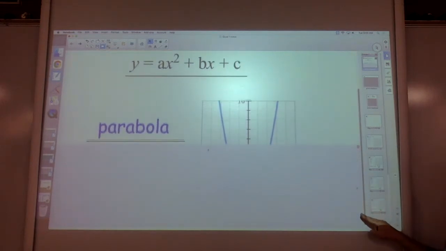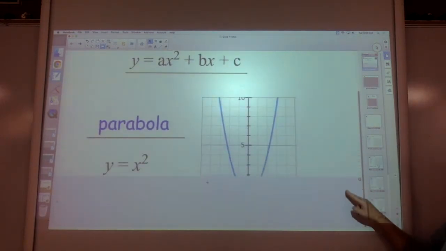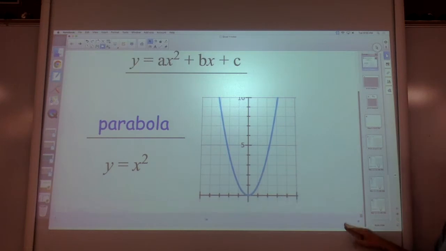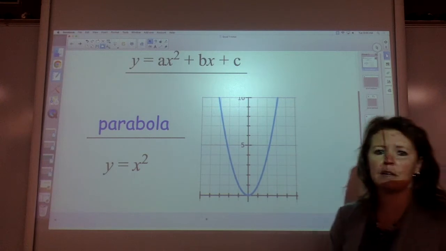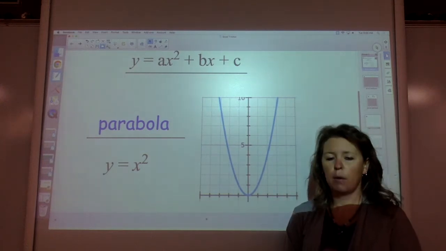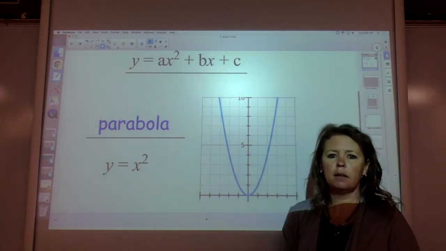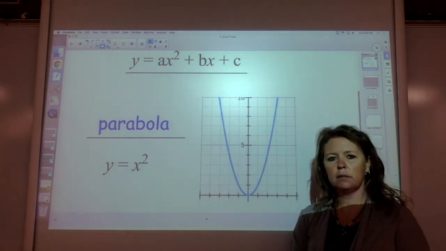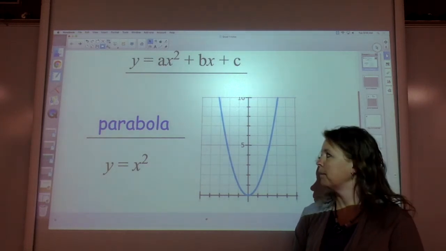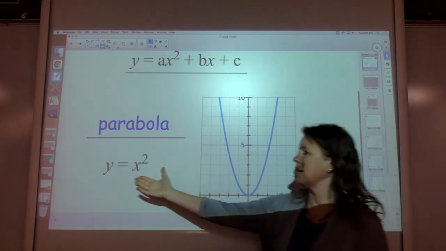Instead of a linear function making a line, a quadratic function makes a parabola. Write that down, parabola, and maybe even say it out loud to yourself a couple times so that you call it a parabola. Say it right.